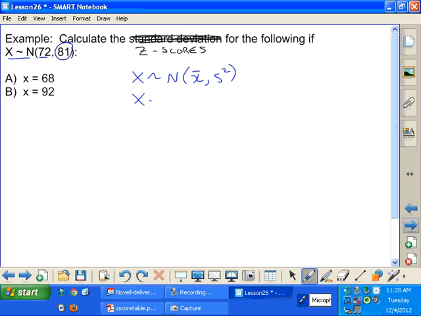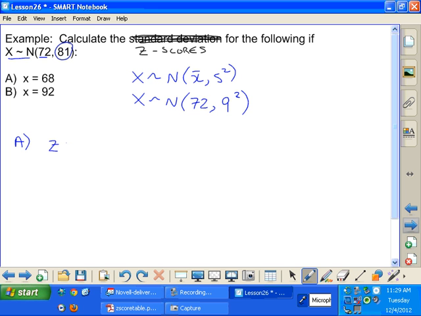So our data is normally distributed with a mean of 72, so that's fine. But I've got to write it as being squared. So what squared gives you 81? Well, it's 9. So our s value is 9. So now we can go ahead and answer the question. So I want to know a z-score, x equal to 68.